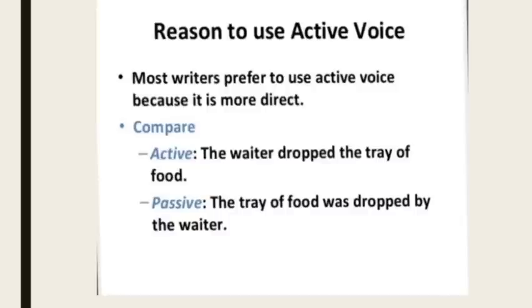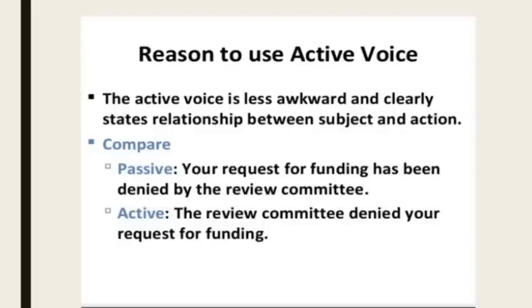Reason to use active: most writers prefer to use active voice because it is more direct. Now let's compare. Active: The waiter dropped the tray of food. It is a direct voice. Passive: A tray of food was dropped by the waiter. The active voice is less awkward and clearly states the relationship between subject and the action.